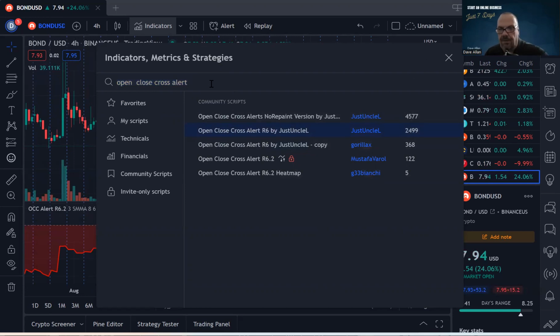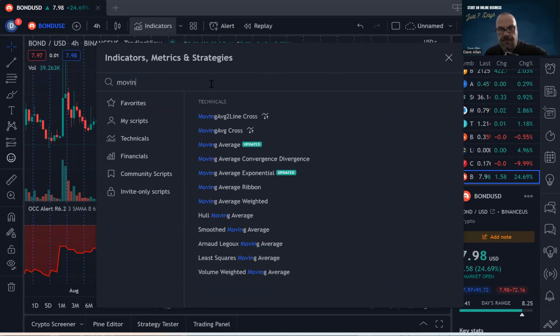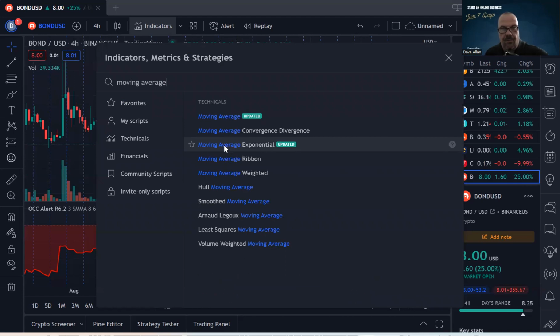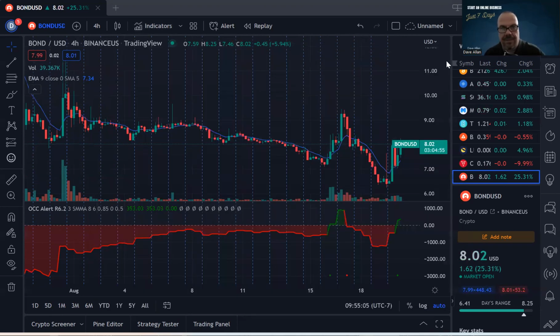The next thing you're going to do is add, this is one of my favorites, moving average exponential. So that one right there. Now, if you would have typed it right up, you'd only get a couple in here. So moving average, this is the one you want right here. It's the exponential updated. Now, the first indicator that we did, we're not going to change any of the settings. But the second one we are.